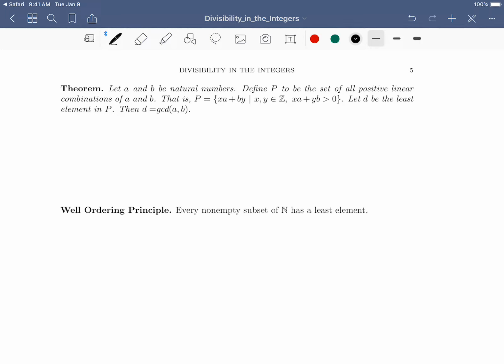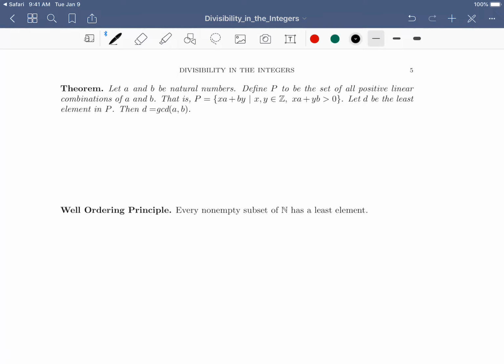So the setup to the theorem is we have two natural numbers, a and b. So that means they're both positive integers, and we're going to define a new set called P that's all these linear combinations of a and b. So this is all the numbers of the form x times a plus b times y, where x and y are integers. And we want only the positive ones, so we're also saying that xa plus yb has to be greater than 0. All right, so we define this new set P, and then we choose the smallest element in it, and we call it D. The theorem claims that D, that smallest linear combination that's positive, is the GCD of A and B.